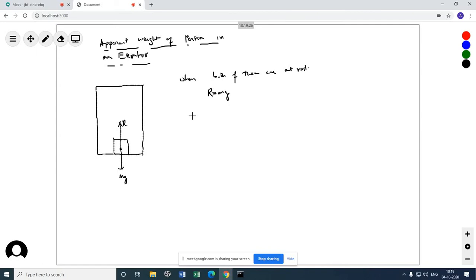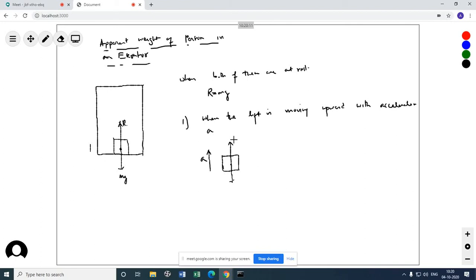Now, case 1. When the lift moves upward, when the lift is moving upward with an acceleration a, means now you are going up. So I will draw the free body diagram here. Try to understand. So the lift is going up with an acceleration. So this is the acceleration up. So now what do you think it would be?